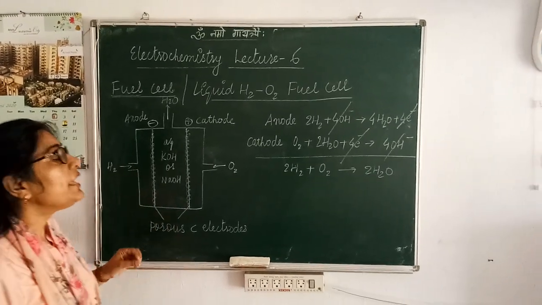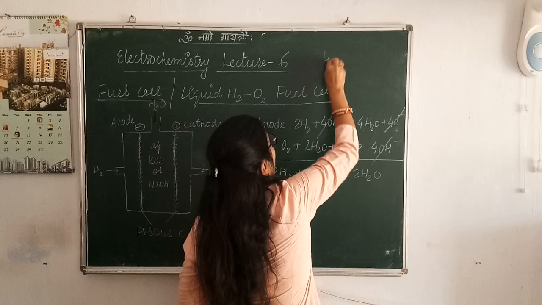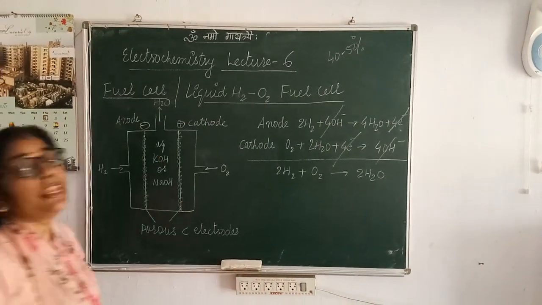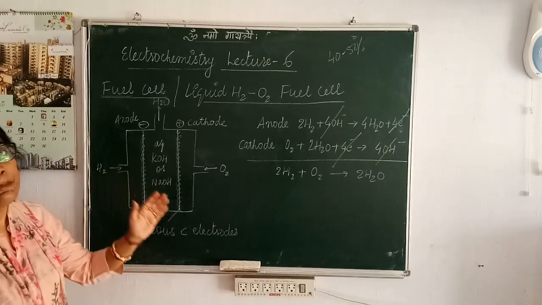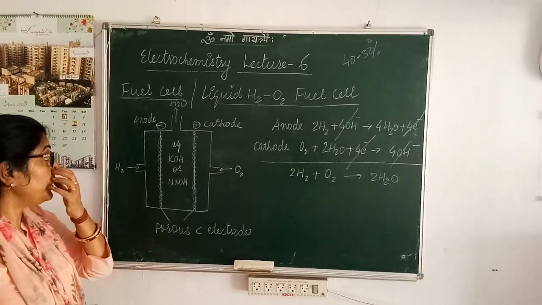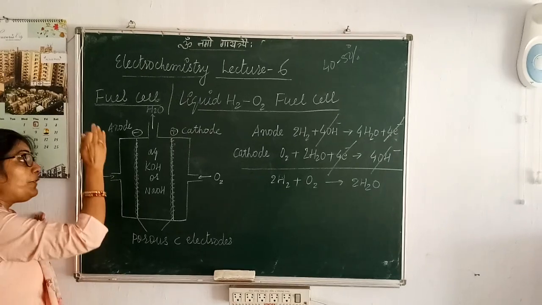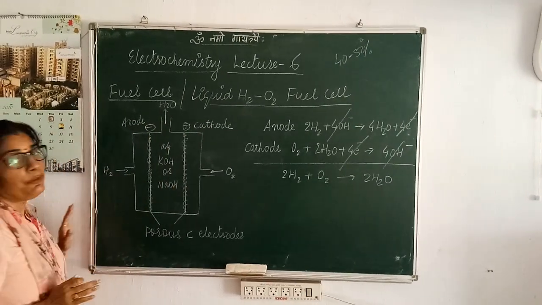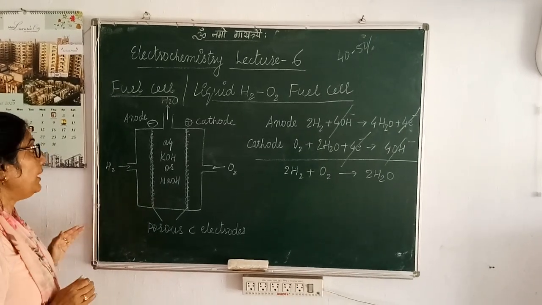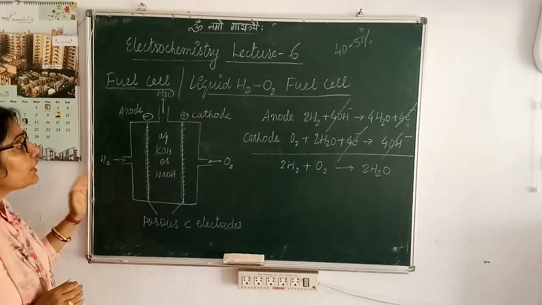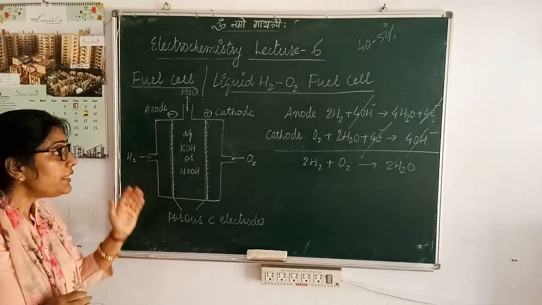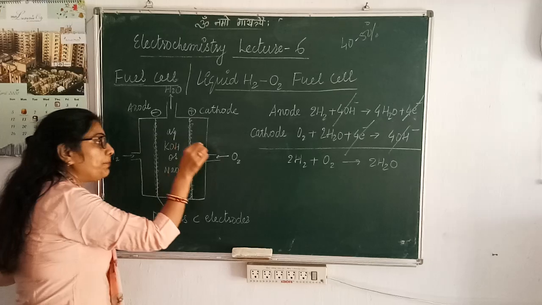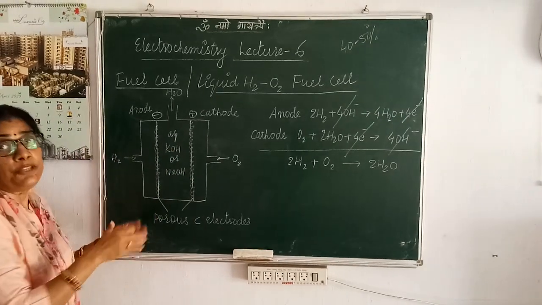No other cell can give efficiency more than 40 to 50%, but fuel cells can give efficiency up to 70 to 75%. So what are the advantages, apparatus, setup, cell reaction, all that we are going to see in this fuel cell. So it works continuously. Why does it work continuously? Because as long as the reactants are fed, it will work.